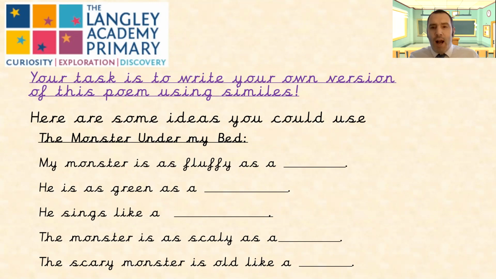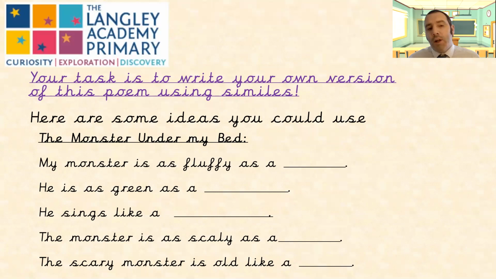Is it going to be ugly? Is it going to be scaly? Is it going to be cute? Once you've got those ideas, put them in as cute as a..., as ugly as..., it smells like... So you can start using the language. So remember, you were using as and like to compare our monster to something else.